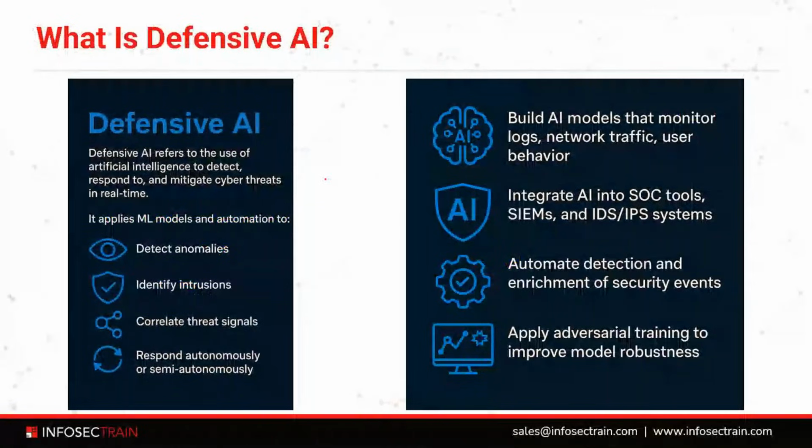When you're talking about defensive AI, defensive AI refers to the use of artificial intelligence to detect, respond to, and mitigate cyber threats in real time. You will apply machine learning and deep learning models for detecting anomalies, identifying intrusions, correlating threat signals, and responding autonomously and semi-autonomously, with a human in the loop where required. You cannot automate some things 100%.